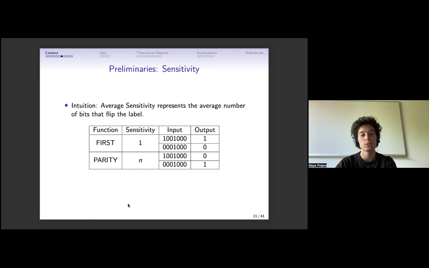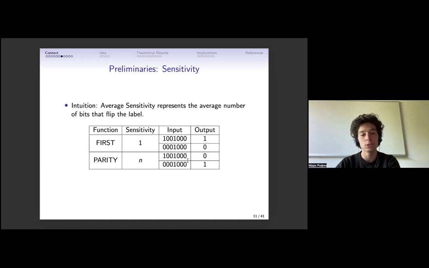And another function, which is on the other side of the sensitivity spectrum, is parity, which has sensitivity n. So parity is the XOR of all bits, or you can say that if the number of ones in the string is odd, then the parity of the string is 1. If the number of ones in the string is even, then the parity is 0.